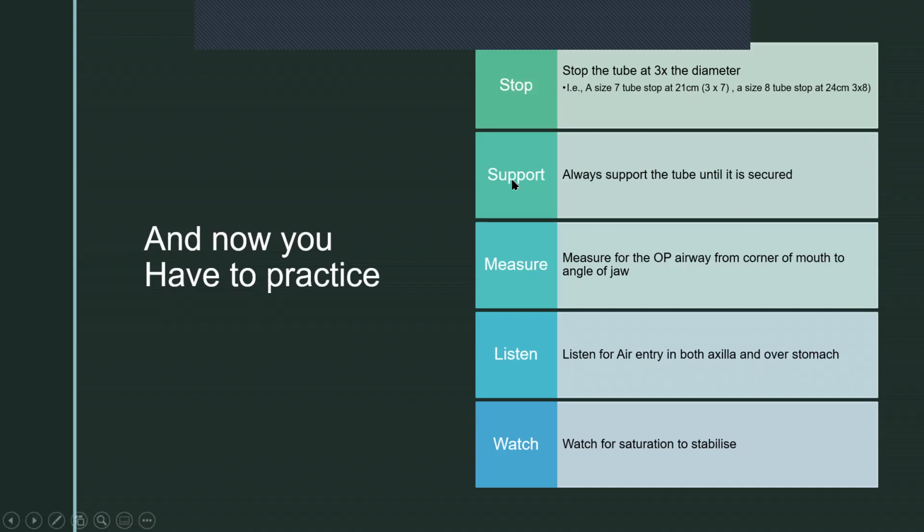Okay, support, you always support the tube. It can move in and out very easily. You must measure your OP airway, which I'll show you guys how to do just now, but basically it's from the corner of the mouth to the angle of the tube. So it shows you that that's the correct size for the patient. You must listen, you always listen for air entry over both axilla and over the stomach as well. If it's in the stomach, you'll hear air being forced through the gastric fluid. And you look for the saturation to stabilize. It may not necessarily go up, but at least it should stabilize. It shouldn't go down.